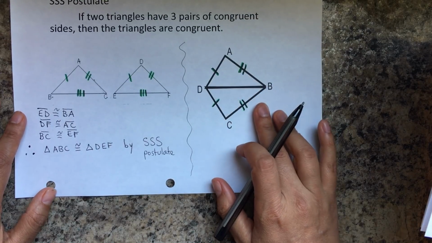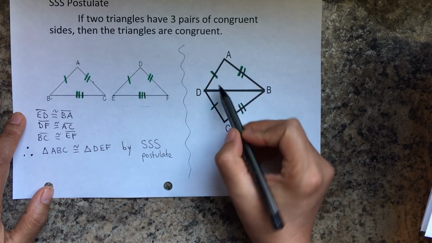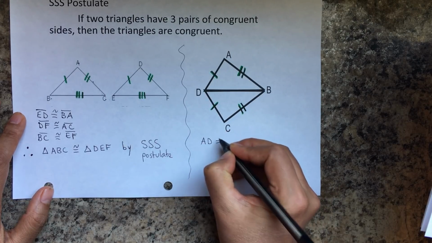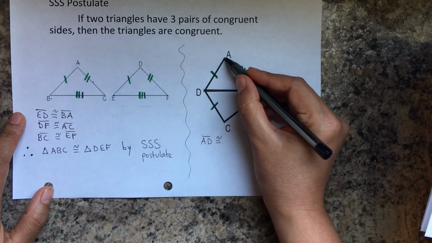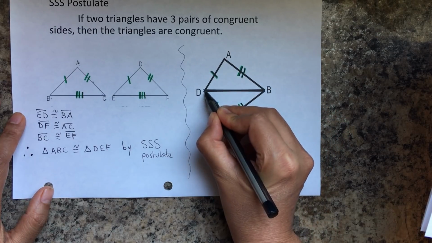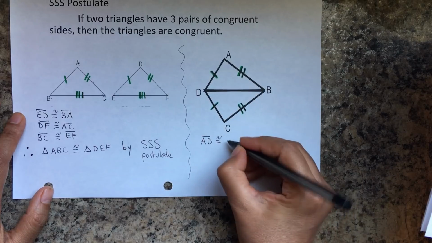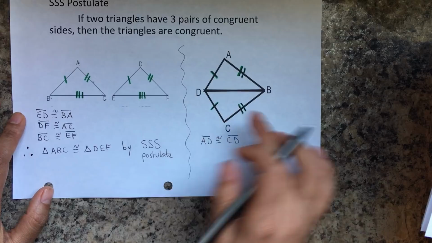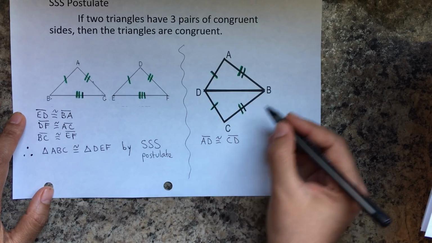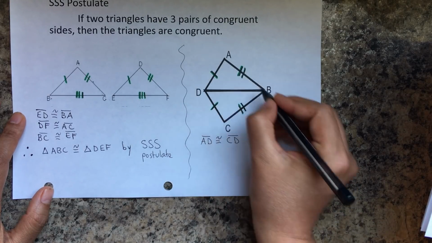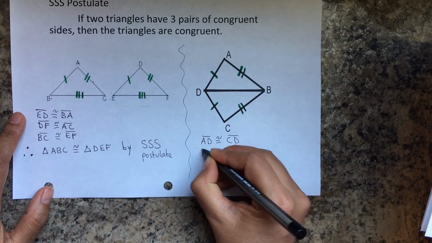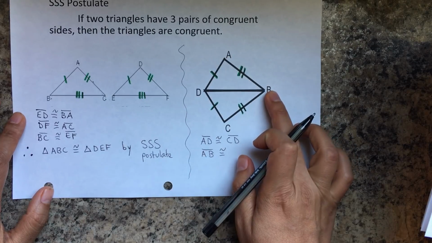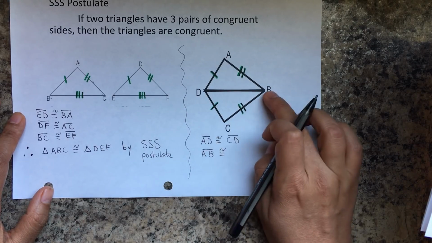Now, this other example, we can say that AD is congruent to, since I started over here and brought it over here, I'm going to start with CD. And it's because of the markings, right? All of these are because of the markings. That's the reason. We also know that AB is congruent to, since I started in here, I have to use the same order, so CB.